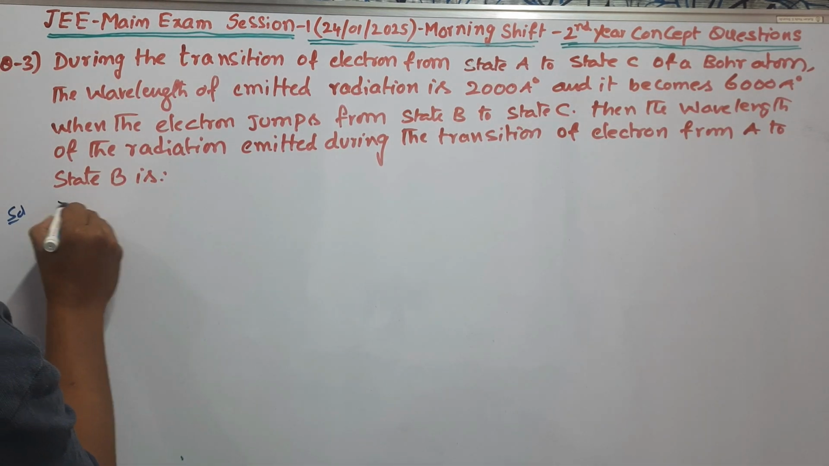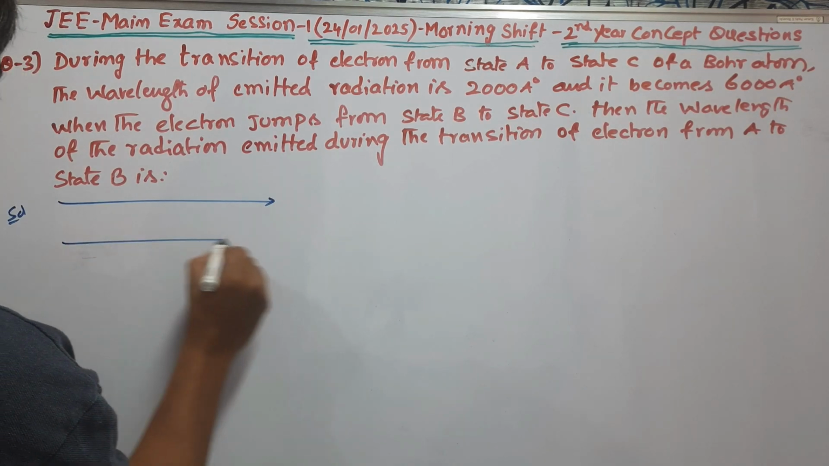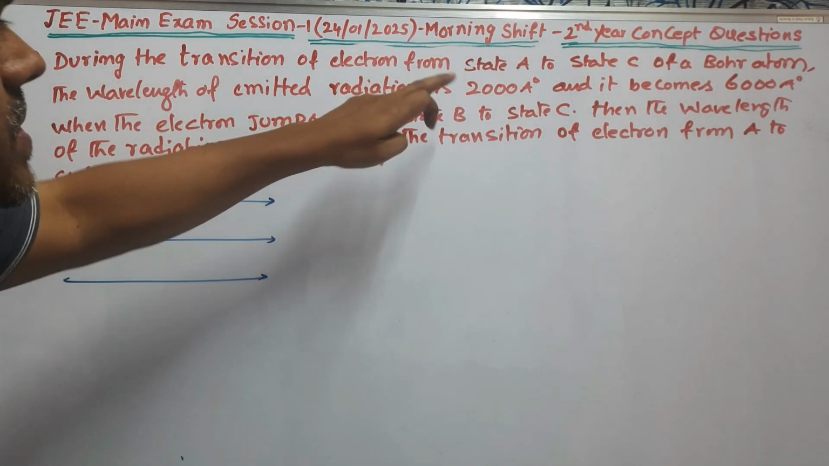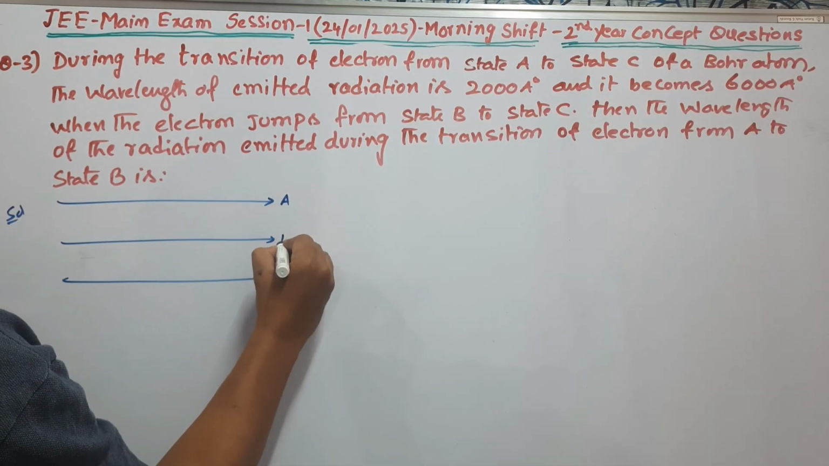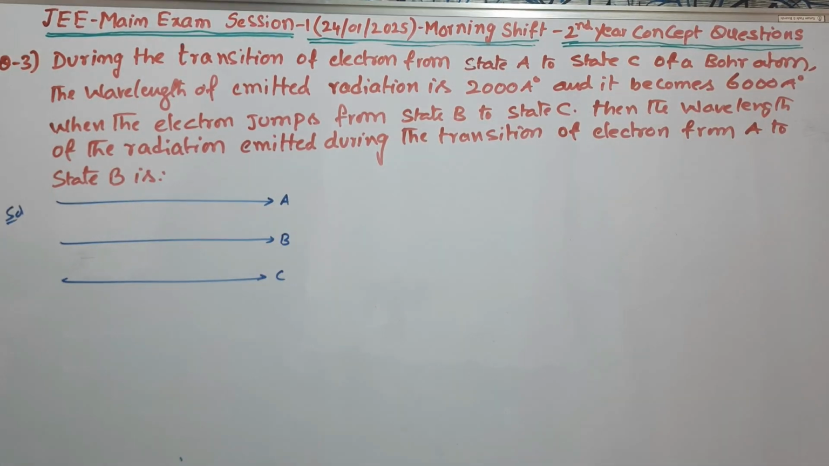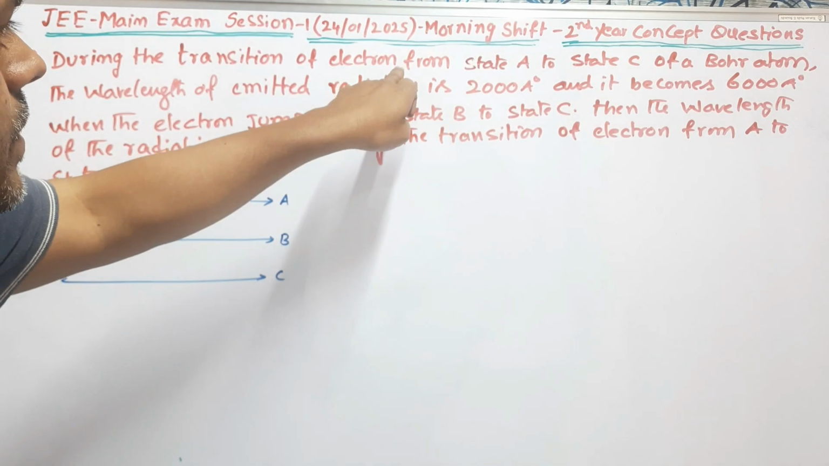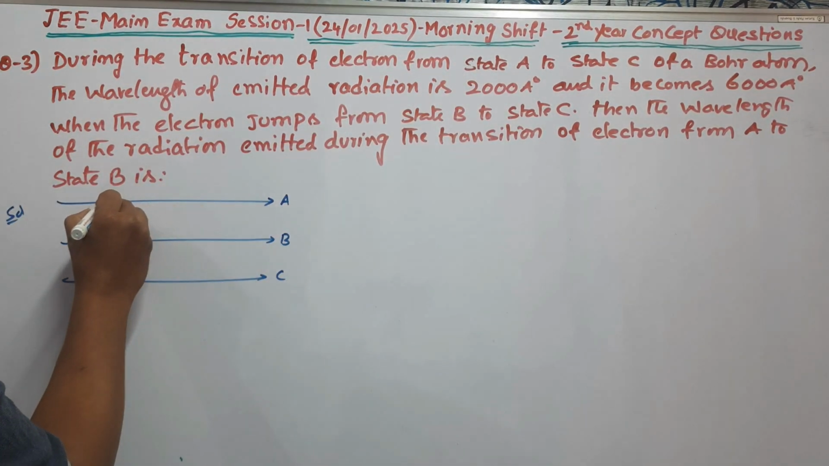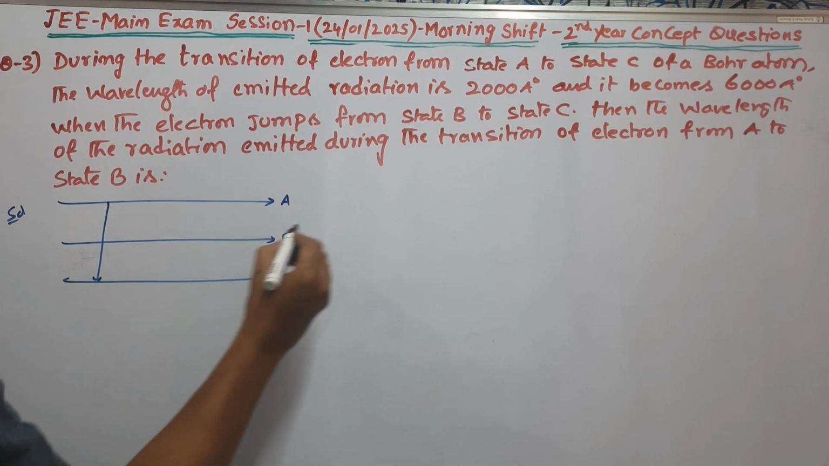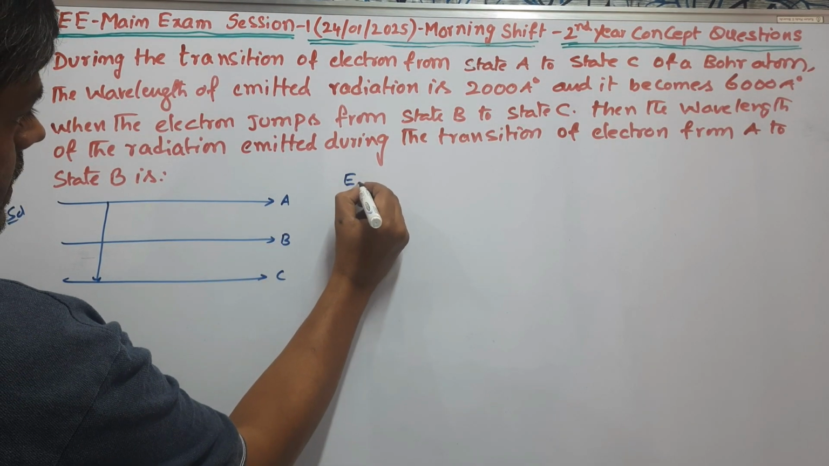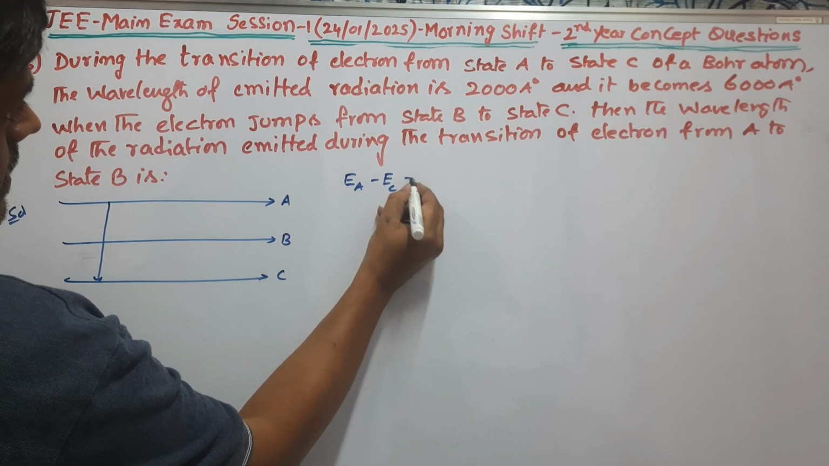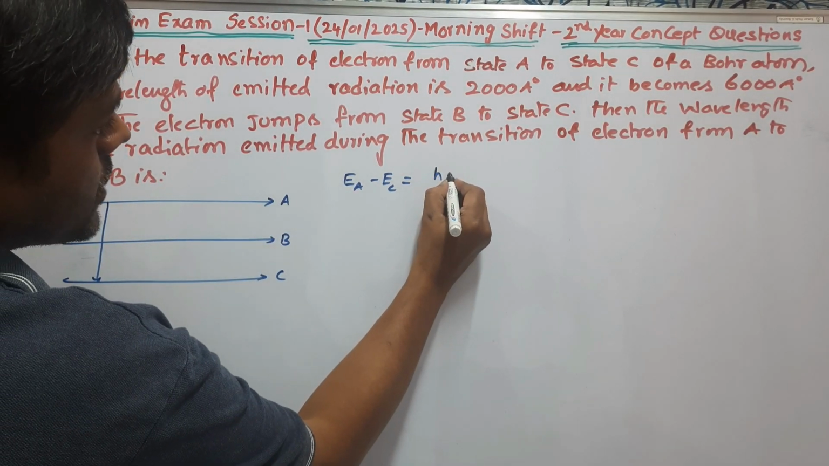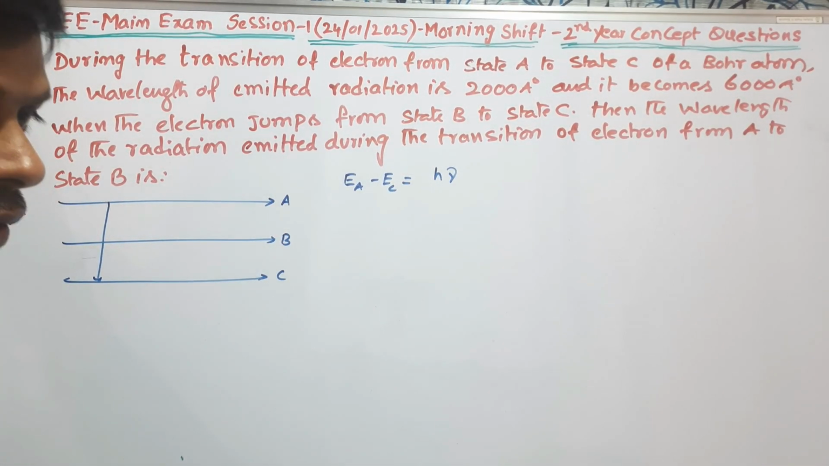The energy is emitted in the form of radiation. For example, there are three states. What happens during the transition of electron from state A? The upper state is A, the lower state is B, and the bottom is C. During the transition of electron from state A to state C, the difference in energy is EA minus EC, which is equal to h nu, according to quantum theory.